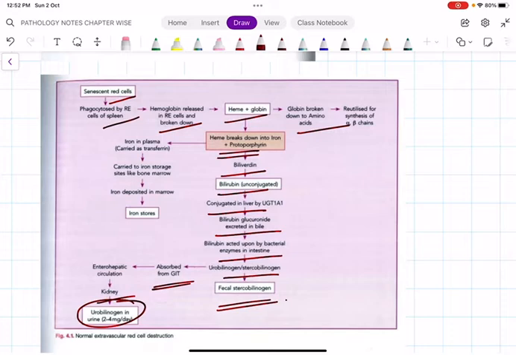And what happens to the iron? Iron will be carried to iron storage sites like the bone marrow, and iron will be deposited in the marrow. So this is actually the pathway of extravascular RBC destruction.